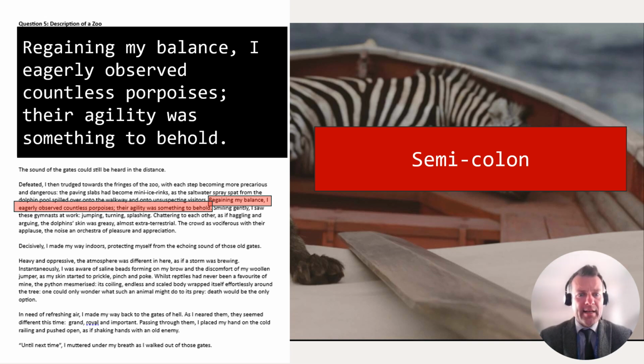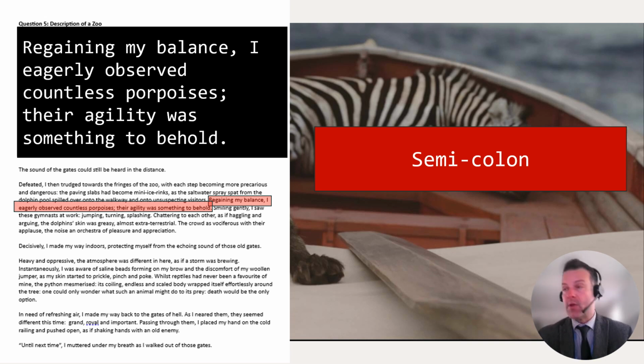So: Regaining my balance, I eagerly observed countless porpoises. Their agility was something to behold. And you can see there how the semicolon just puts those together. And that's a rather simplistic description of it, if truth be told, but that's all you need to really know.